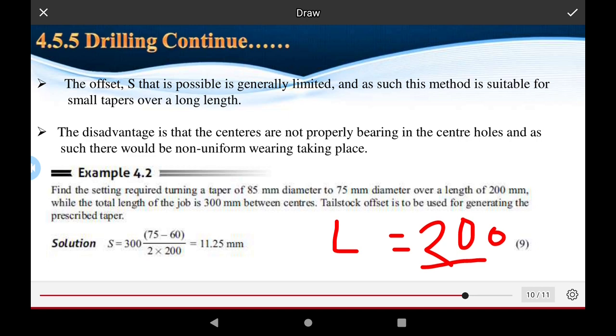For this formula, the value of L is only 200. Okay, to solve this formula, S equal to capital D minus small d, 85 minus 75, upon 2 times L. To find the value of S equal to 11.25. Okay, this value is wrong.